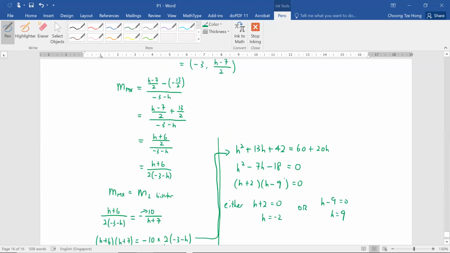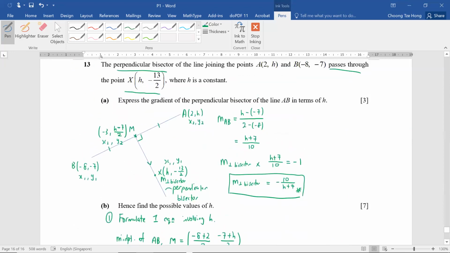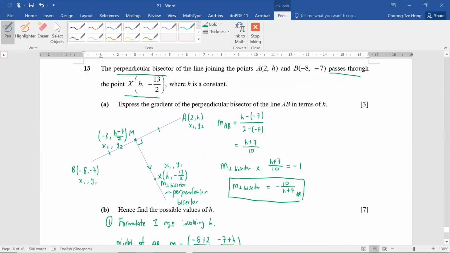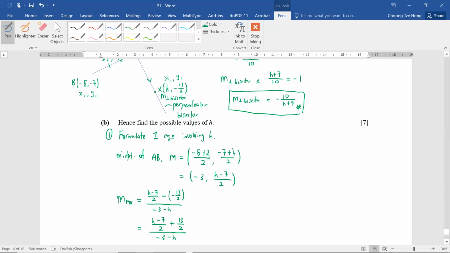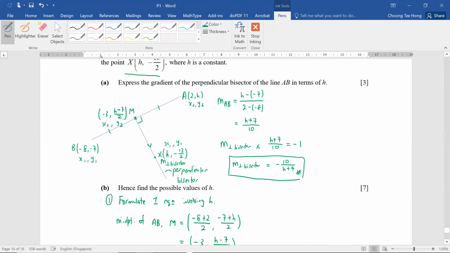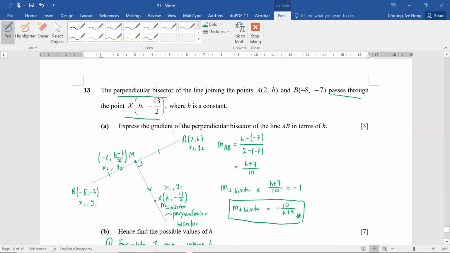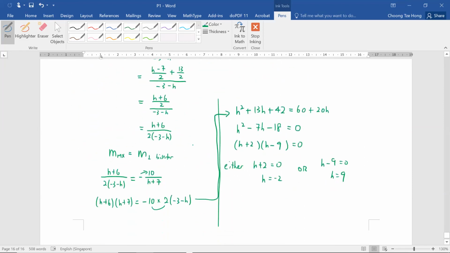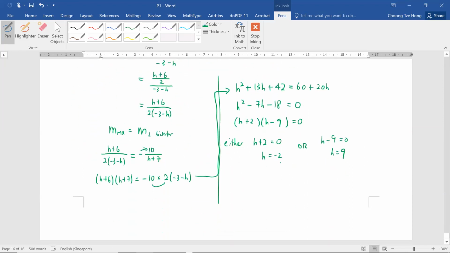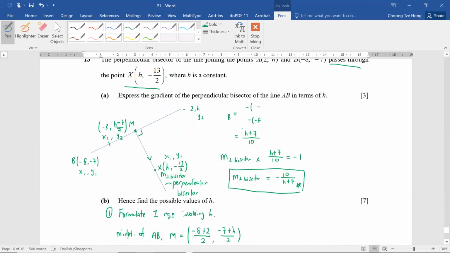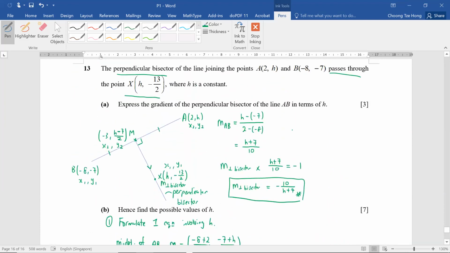So are both answers acceptable? If you look at the question, they say find the possible values of h. So that means they are expecting more than one answer. Actually, I don't see anything wrong with accepting both answers, right? So both answers can be accepted. Not a difficult question. The first part is definitely something you can do.